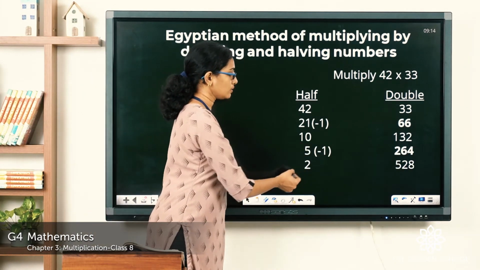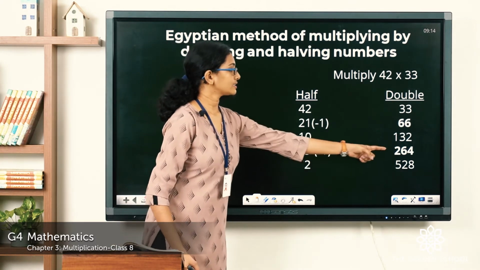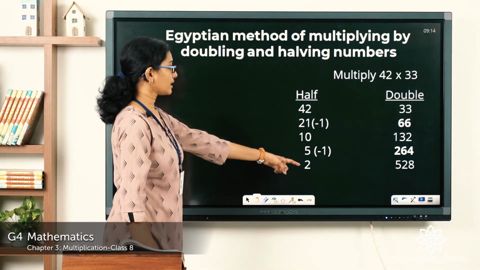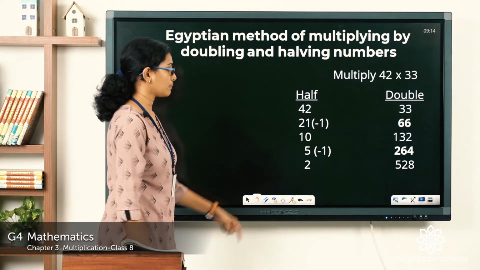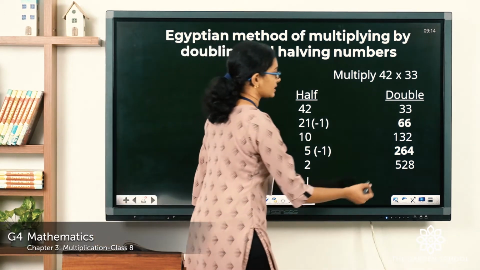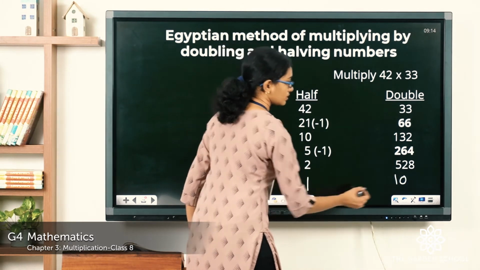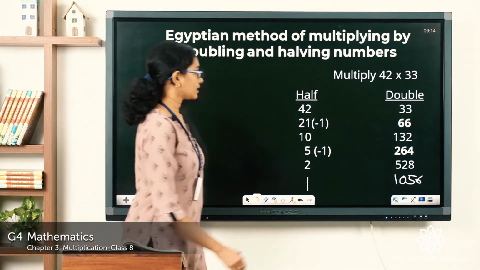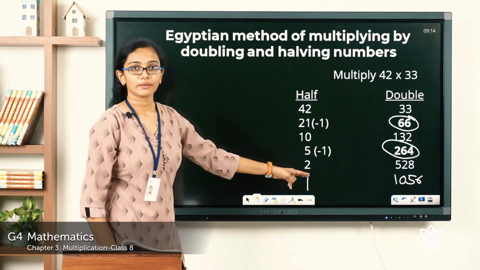Halving 4, you'll get 2. 4 divided by 2 you will get 2, and doubling 264 will give you 528. Now again, we have to half this 2 so that the multiplicand becomes 1. So 2 divided by 2 gives you 1. And what is the double of 528? It is 1056.